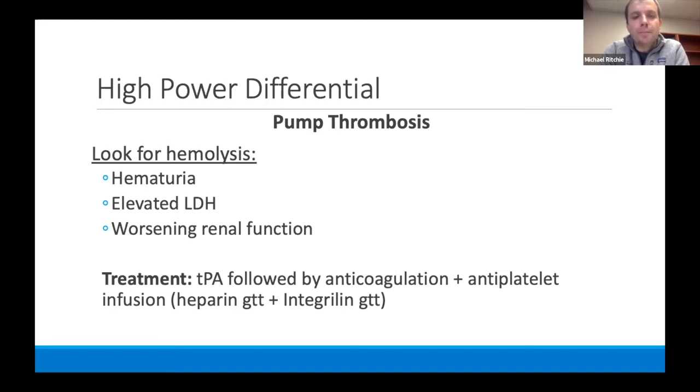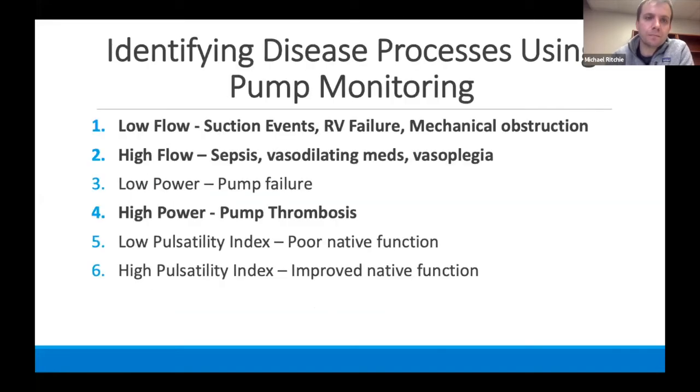But it can definitely be a problem. It's been more of a problem in the HVADs by Heartware and not as common in the HeartMate 3. But you may see it in these patients because there are Heartware patients walking around. So those are the three we talked about.